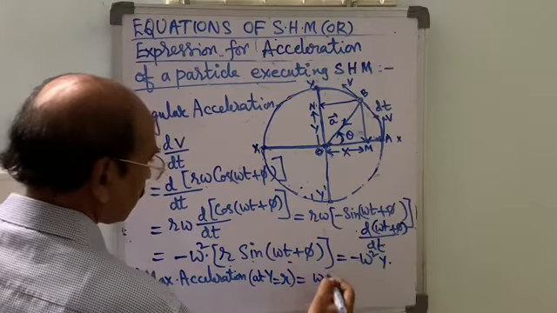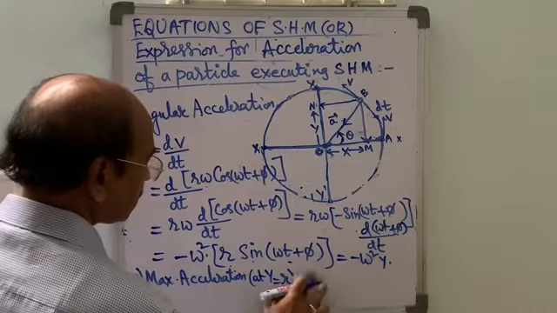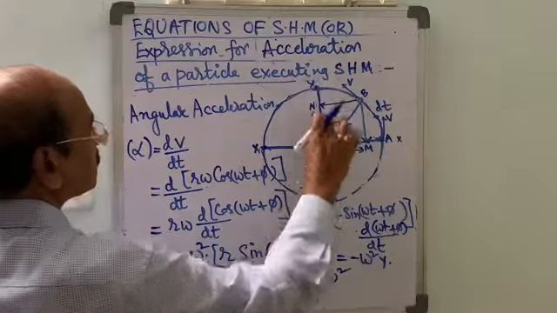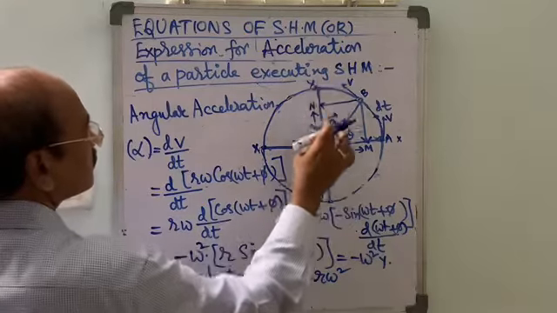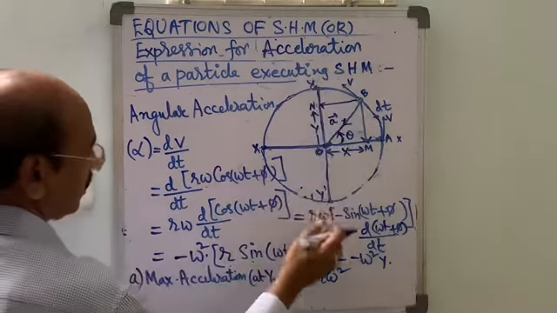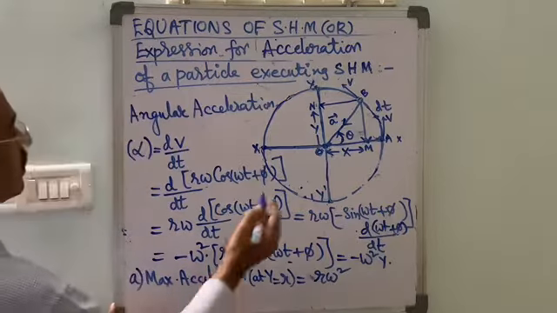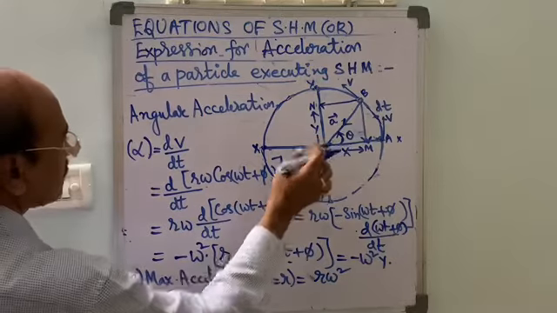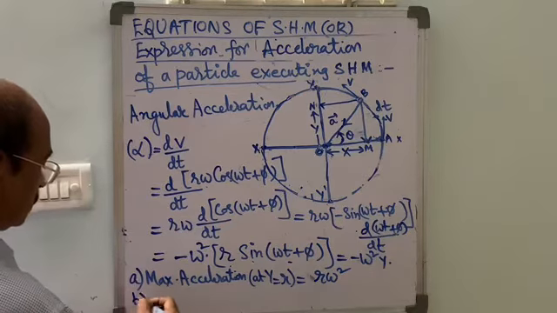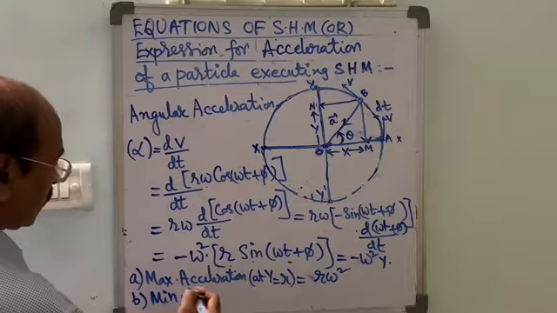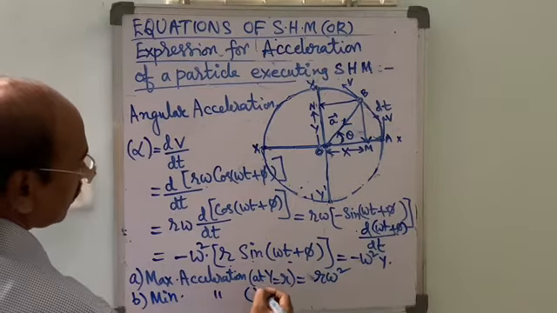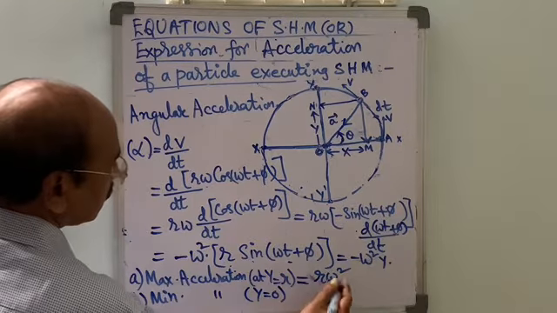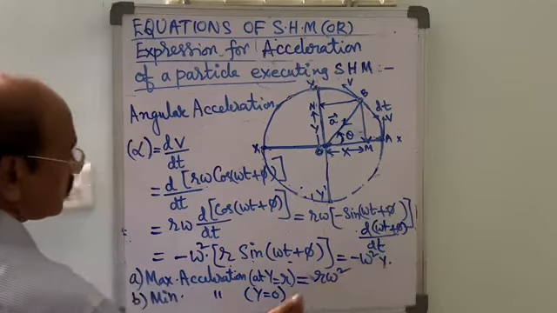Therefore r omega square, that is at the tips, here y is equal to r, at the tips of the diameter we get the maximum acceleration. Minimum acceleration is at 0 and velocity is maximum at 0. Minimum acceleration at y equal to displacement 0. Therefore minus omega square into 0, 0.